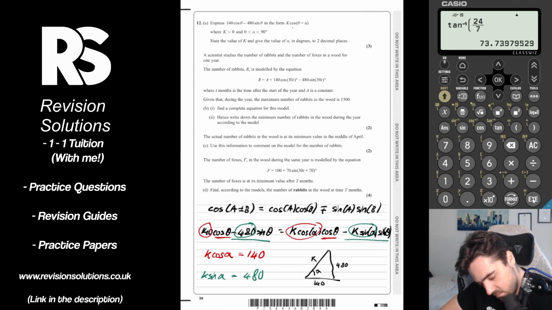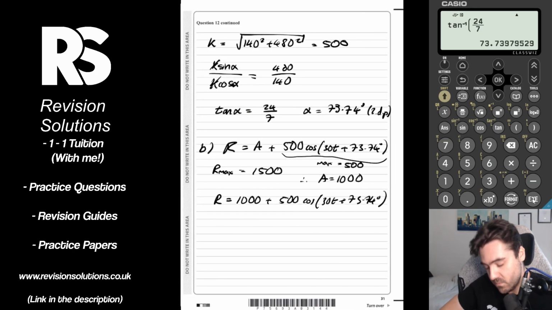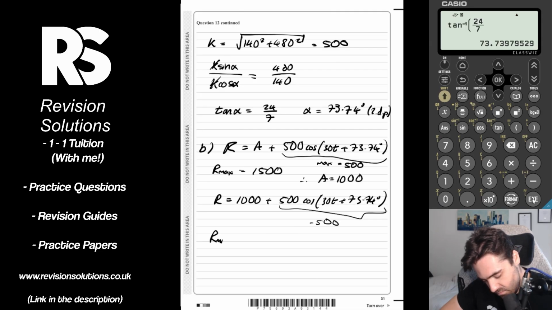And then for part 2, it says, hence write down the minimum number of rabbits in the wood during the year. So write down means we can just deduce it, but we're going to use the same logic we had a moment ago. So if we want the minimum, we want to make this negative. And the biggest negative we can make it would be -500. So R min, the minimum number of rabbits, would be 1,000 minus 500, which would be 500 rabbits.